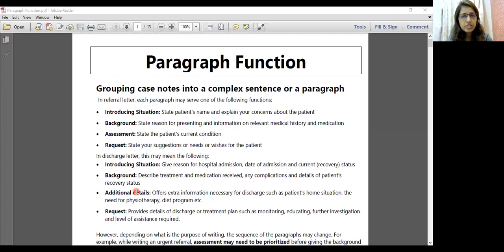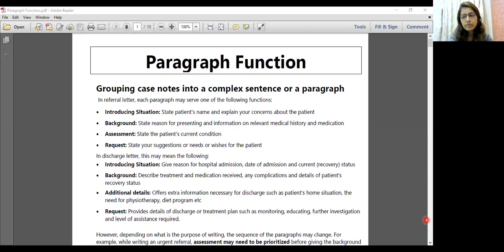Then you may need to add some additional details depending on who the target reader is and what the purpose of writing is. So you may add some information about the patient's home situation, some need related to physiotherapy, lifestyle modification, or diet program, or any other allied healthcare professional who is involved in the patient's care. So here, instead of having assessment, you will be having additional details. And finally, again, you will have the request paragraph, which will include the discharge plan, such as monitoring, educating, if there is any need for further investigation, and the level of assistance that your patient requires.